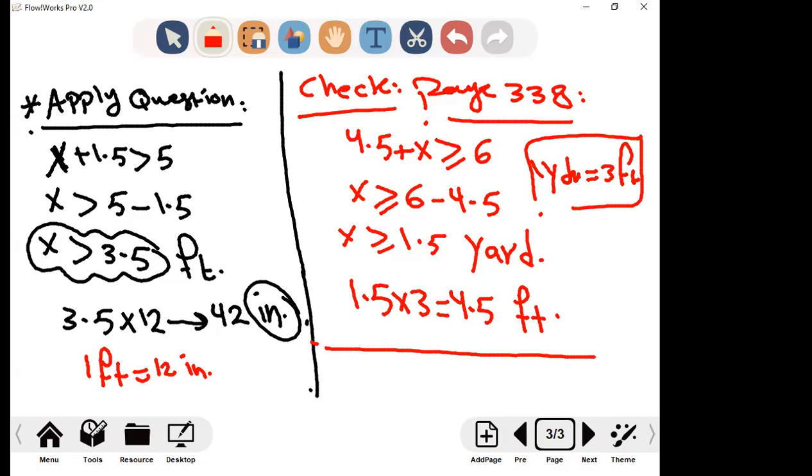No need to graph the solution. They want the minimum number of feet. The minimum number is 4.5. Okay? Done.